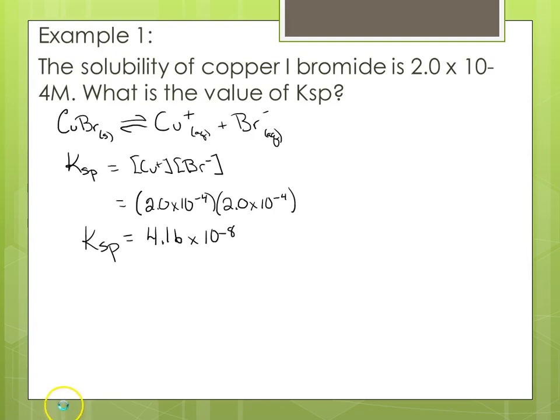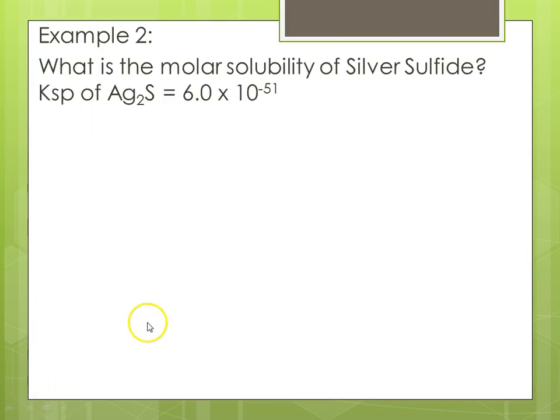Come on, PowerPoint slide. So the second type of problem would look like this. It would ask, what is the molar solubility of silver sulfide? So molar solubility, think concentration. This time you have a KSP value of silver sulfide. Notice how really tiny that little number is. So what this question is asking you to do is figure out what are the concentrations of the ions?